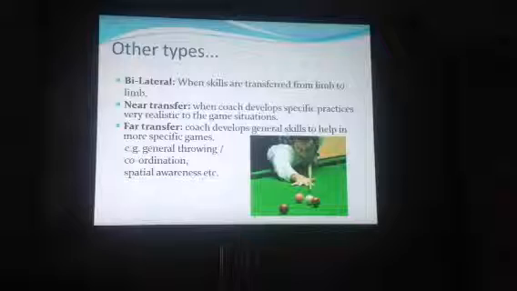And the other type is bilateral, so when skills are transferred from limb to limb. Got a picture of Ronnie O'Sullivan, who is a naturally very talented snooker player because he can transfer his cue to his left hand, which not a lot of players can do. So he's got a very high level of bilateral transfer.